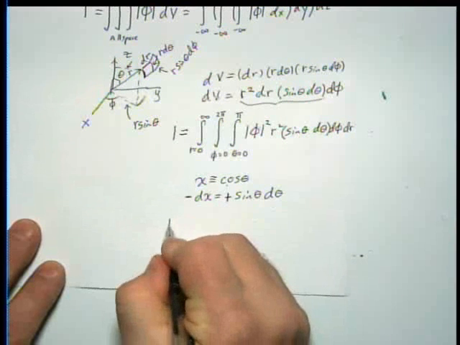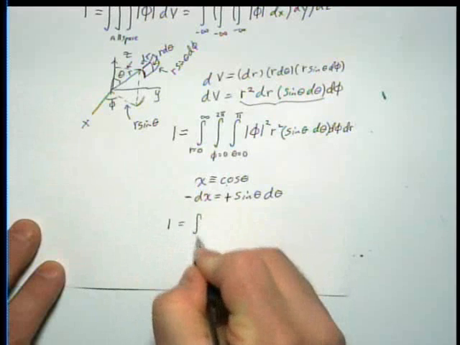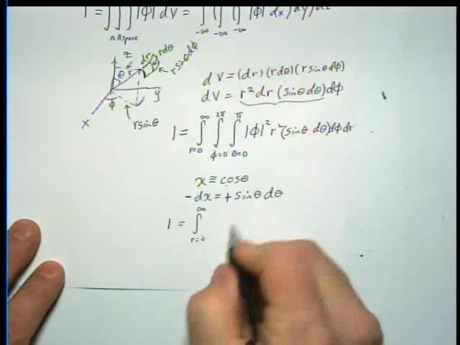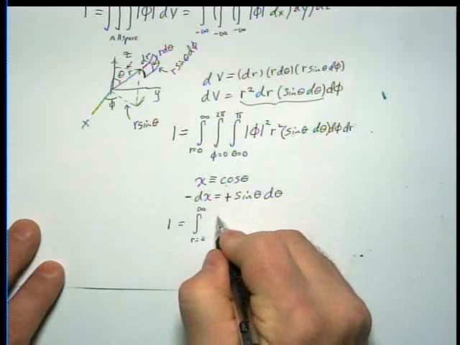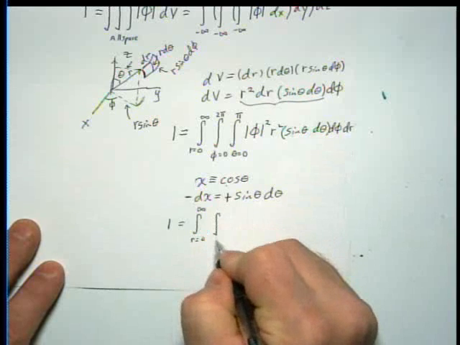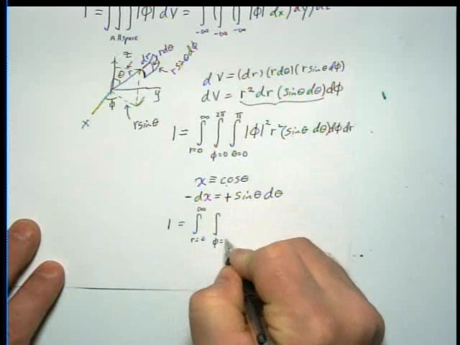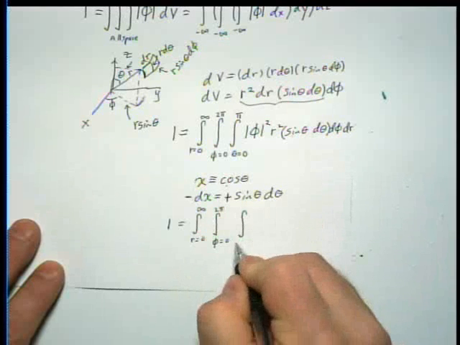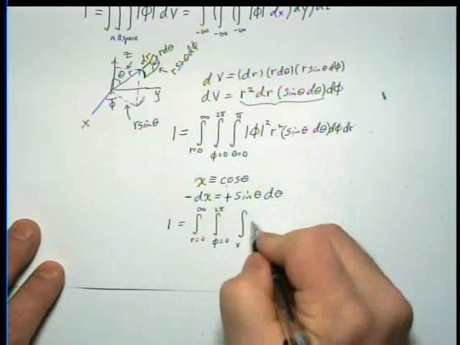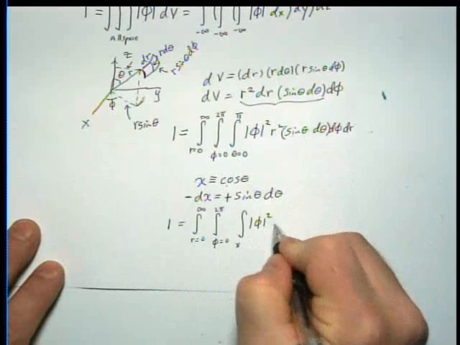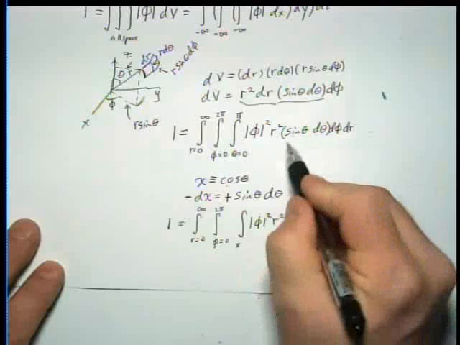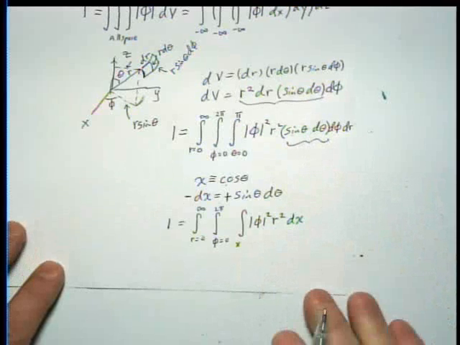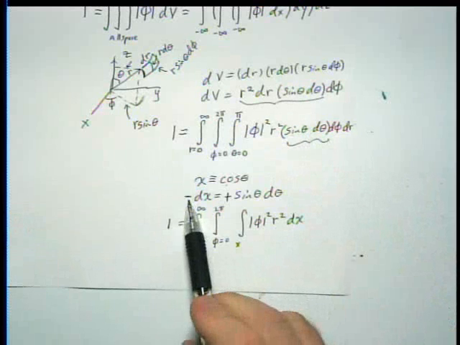So if I do that, I get 1 is the integral. I've got this r stuff. And I'm going to have this phi. But I have this new, and this is going to be an x. And I'm going to have del my phi squared, r squared. This, I'm going to replace with dx. And I've got a minus sign.